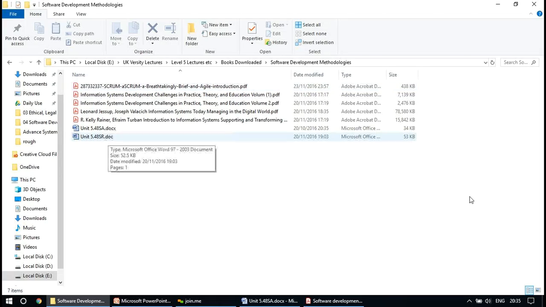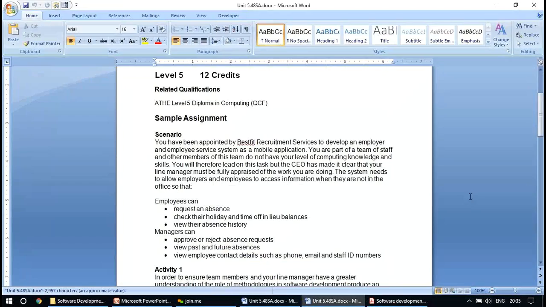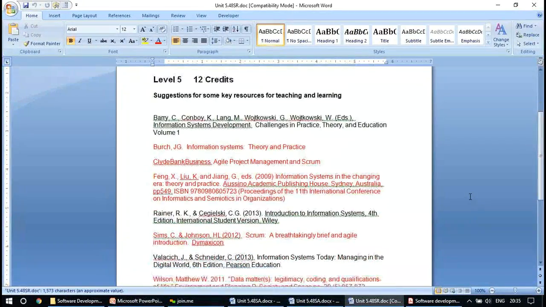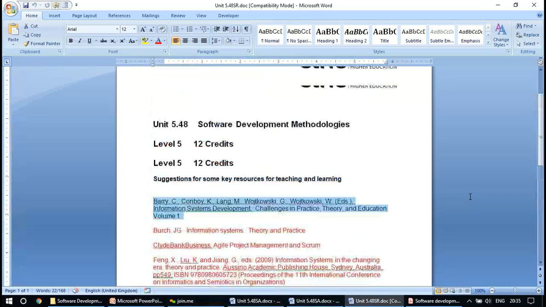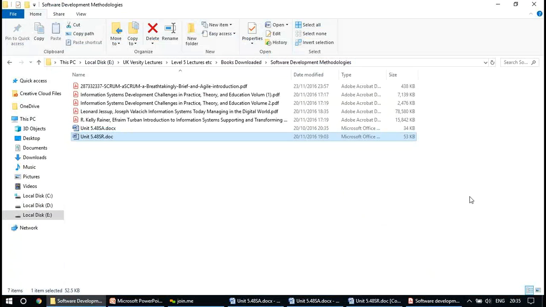So these are some of the recommended books. Let me show you. Of these recommended books, the red ones are not available, but those in black should be available for you to study. Okay, that's great.